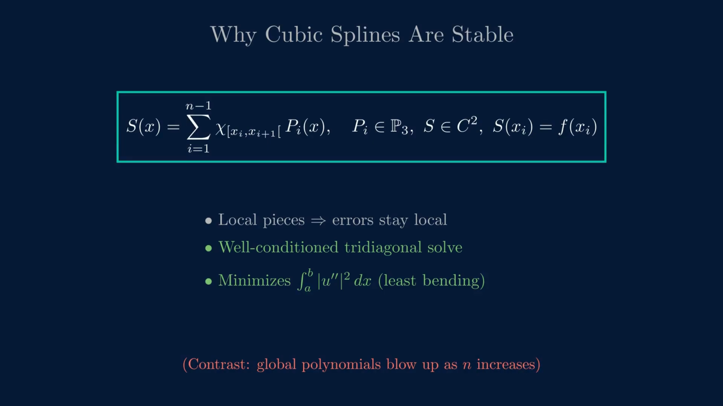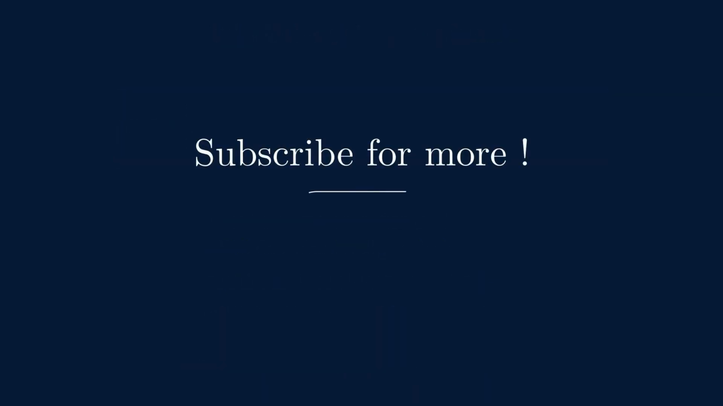Finally, they come with sharp error bounds. If the data comes from a smooth function, the error shrinks proportional to the 4th power of the mesh size. This guarantees that splines converge quickly and remain stable as we refine the grid. And that's how cubic splines are built, piece by piece.